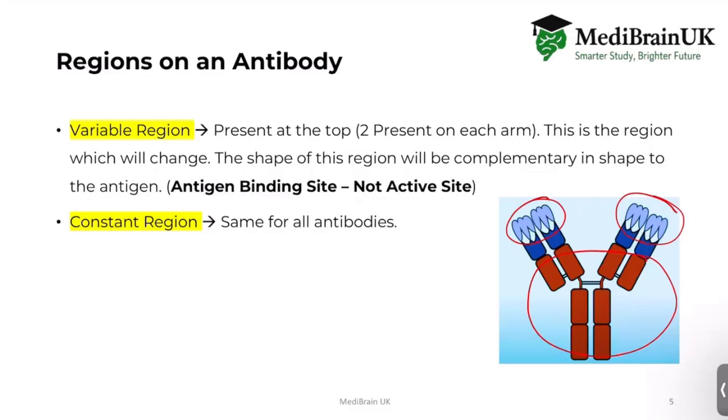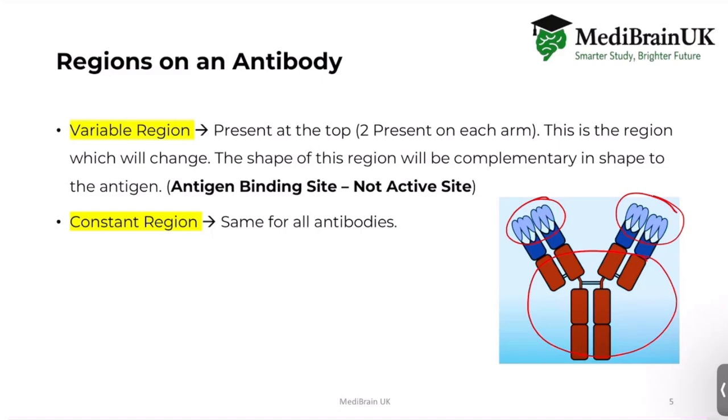Okay, so again, the key takeaway from this slide is that there are two regions. You have your variable region and you have your constant region. The variable region is at the top. You could be asked in an exam question to mark on a diagram given an antibody where the variable region is and where the constant region is. So you need to be aware of where they are in terms of antibodies and antigens.